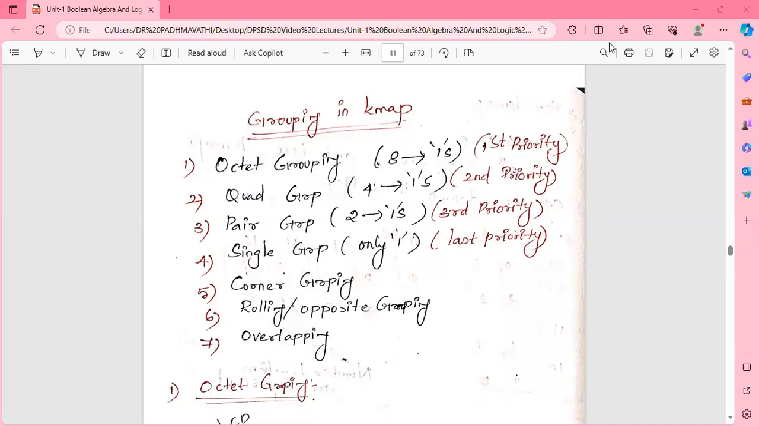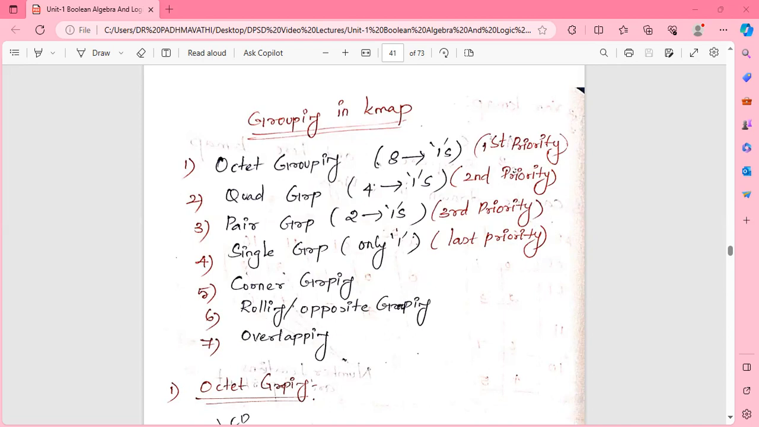Morning, students. In this video, we are going to discuss how to do the grouping in K-map. Karnaugh map simplification is very important in your digital logic circuits. So, in this grouping in K-map, these are some steps for grouping in K-map.